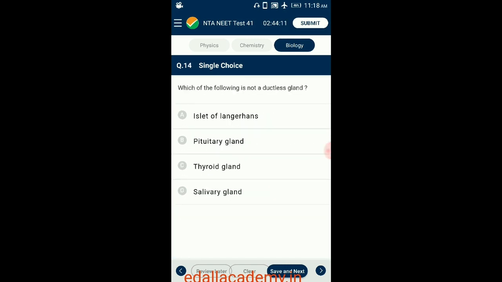Question number 14. Which of the following is not a ductless gland? Exocrine glands or duct glands are glands that secrete substances onto an epithelial surface through a duct. Examples of exocrine glands include sweat gland, salivary gland, mammary gland, ceruminous gland, lacrimal gland, sebaceous gland, prostate, and mucus. So the answer for this question is option D, salivary gland. It is not a ductless gland.